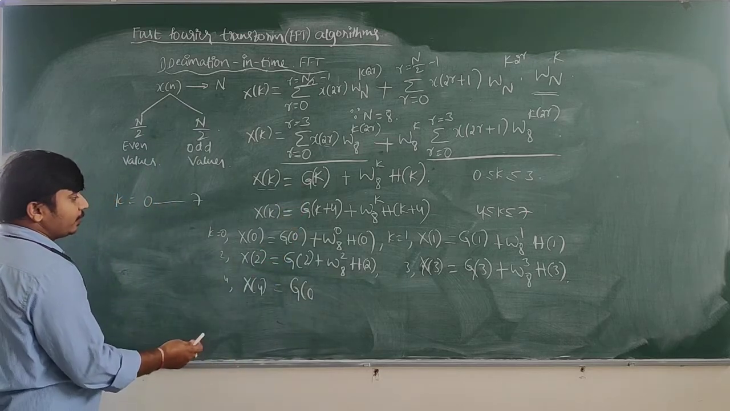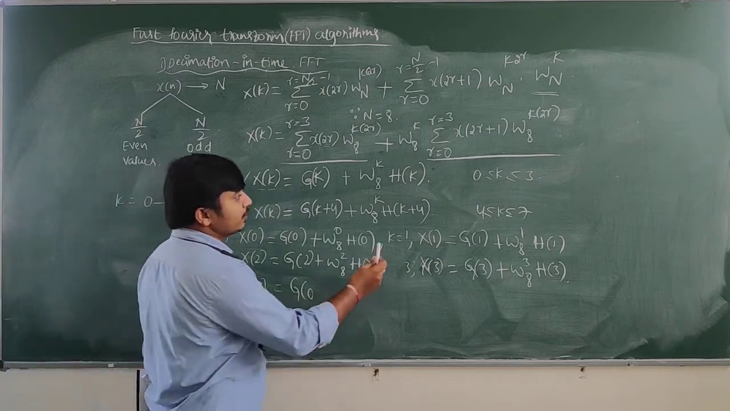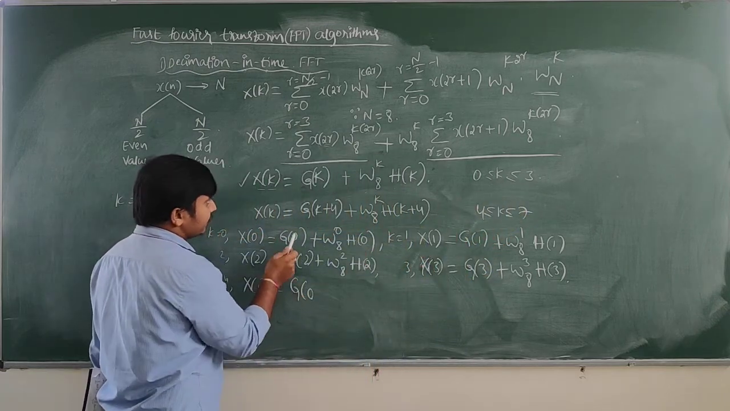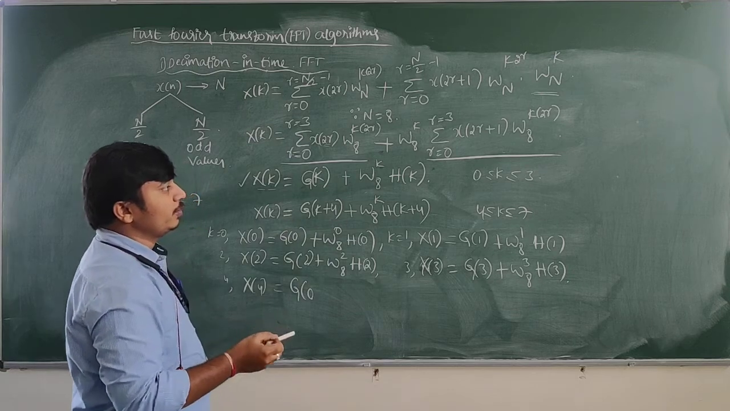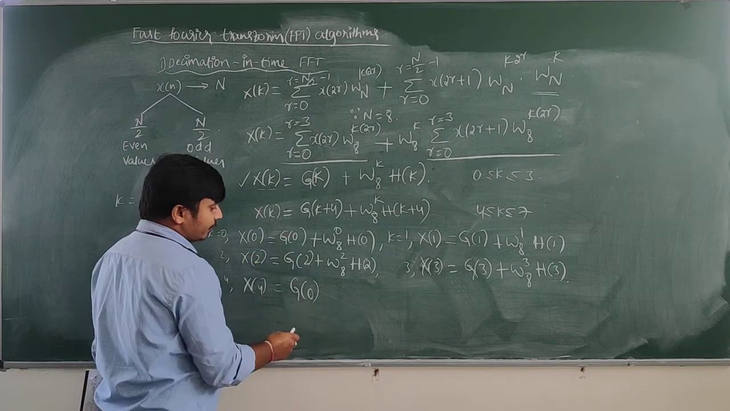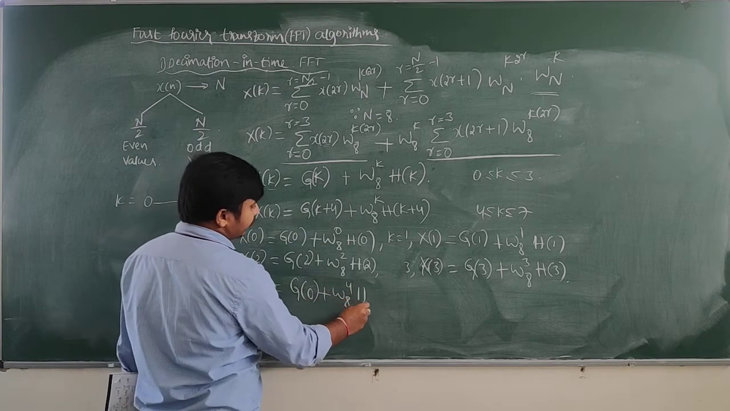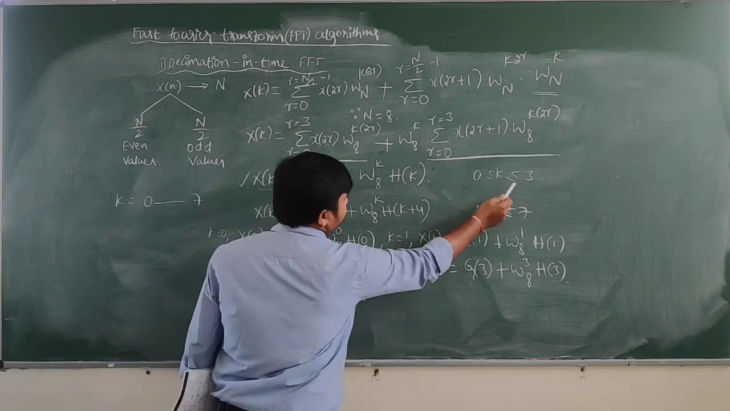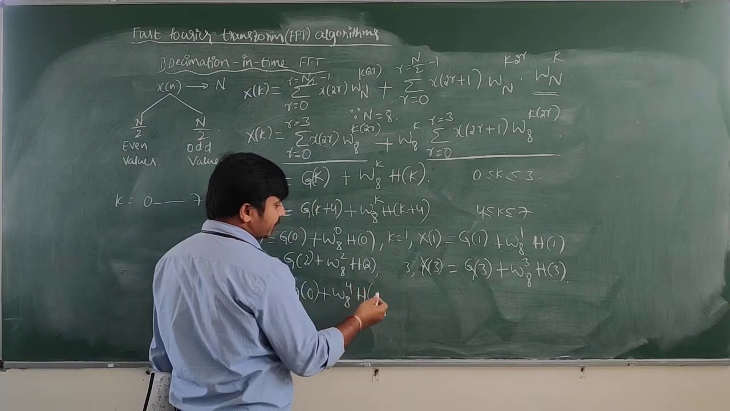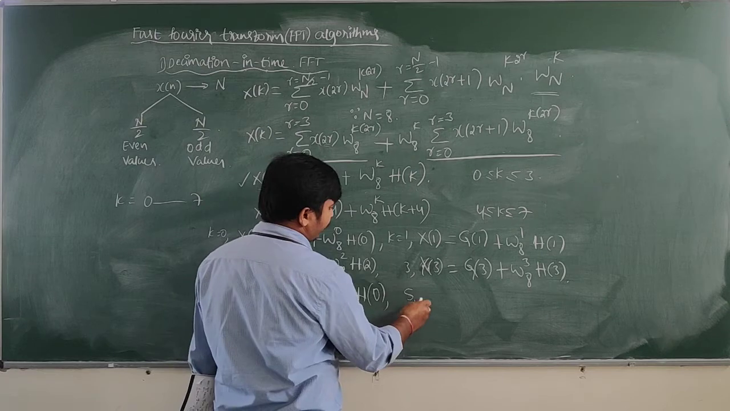So I am writing this for the second equation. What is the limit of the first equation? It is k varying from 0 to 3. If you get 4 here, it will be 4 minus 4, which becomes 0. So X of 4 is g of 0 plus W8 power 4 into h of 0. We can't write 4 because the limit is 0 to 3, therefore 4 minus 4 is again 0.